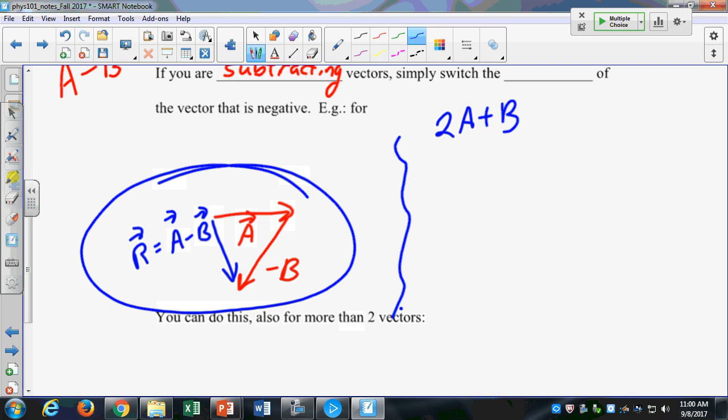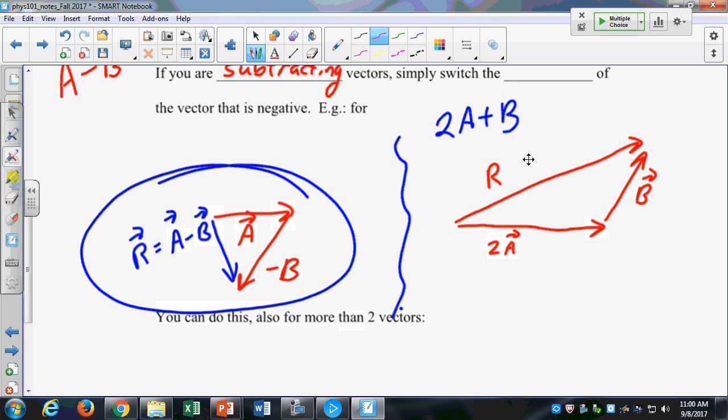Well, then I would draw vector A, but vector A is going to be twice the length that it was before. So I draw the vector A, that's 2A, rather, twice its original length. The vector B is that same original length, and then the vector R is equal to 2A plus B.